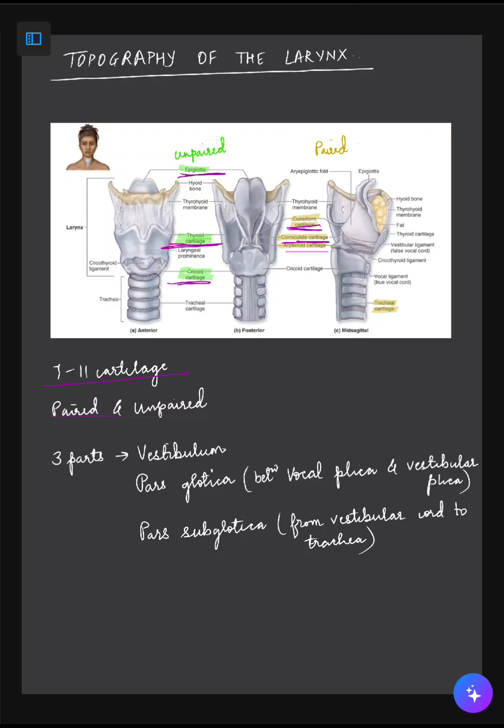Fine. The larynx consists of three parts. What are those? Vestibulum, pars glottica, pars subglottica. Now pars glottica is between vocal fold and vestibular fold, and pars subglottica is present from vestibular fold to trachea.